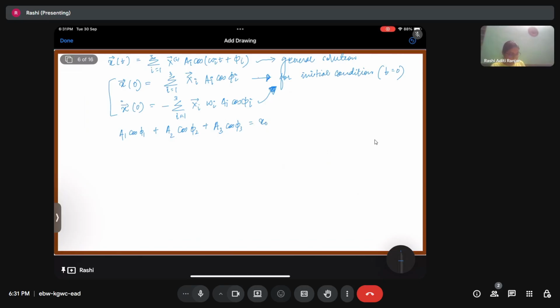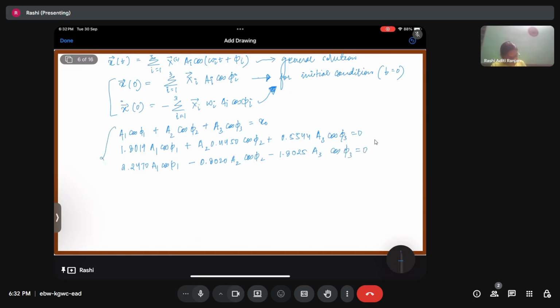Then we have 1.8019 a1 cos phi 1 plus 0.4450 a2 cos phi 2 plus 0.5544 a3 cos phi 3 is equal to 0, and 2.2470 a1 cos phi 1 minus 0.8020 a2 cos phi 2 minus 1.8025 a3 cos phi 3 is equal to 0. These are for the initial displacements.